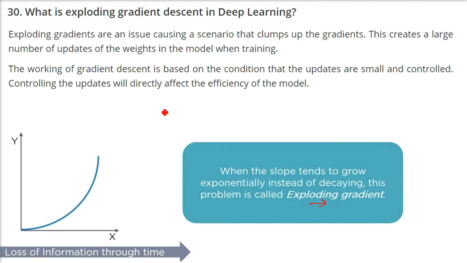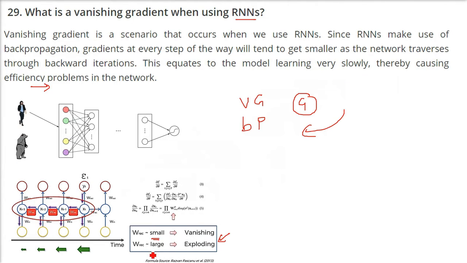So these are the weights. So what does it do? As I am saying, this creates a large number of updates of the weights. Weights are updating, and there is a large number of updates while training. The working of gradient descent is based on the condition that the updates should be small and controlled. So controlling the updates will directly affect the efficiency of the model. If you remember, eta was there, the learning rate in the gradient descent algorithm, that is the optimization algorithm. So we don't want vanishing and we don't want exploding either. It has to be balanced.